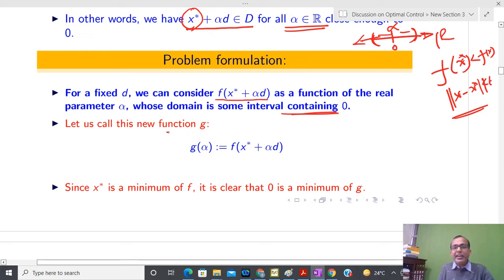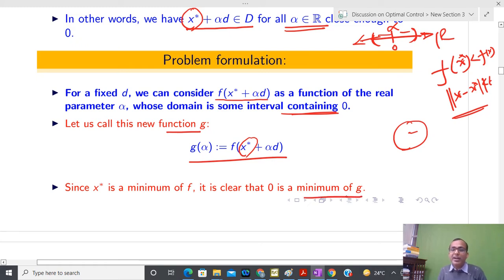Now I can define a new function g, and this is a function of alpha, because I know now x star is nothing but some kind of local minimum point. So x star is now fixed. Now what I am going to do, I am going to vary alpha such that I take care of the neighborhood of the point. So x star is the minimum of f. It is clear that 0 is the minimum of g. Anyone has confusion on this point? X star is the minimum of f, then I am telling that 0 is the minimum of g. Anyone has confusion on this point?